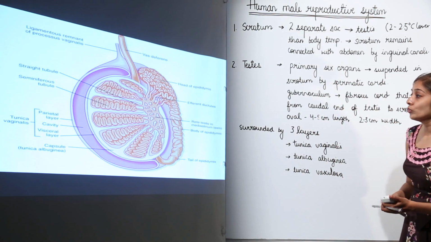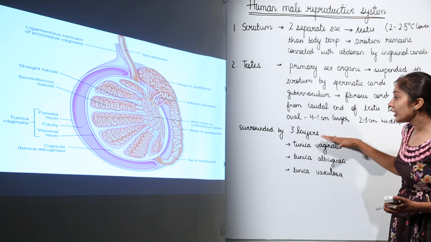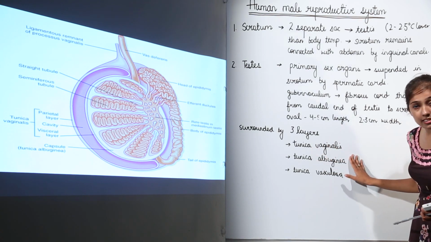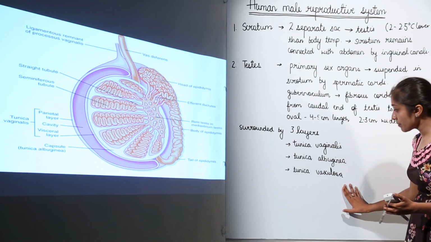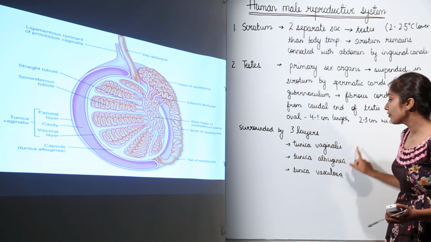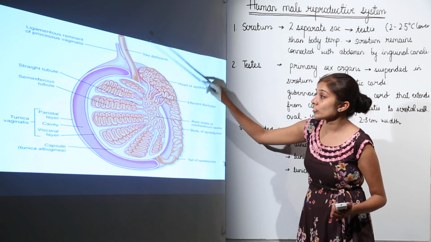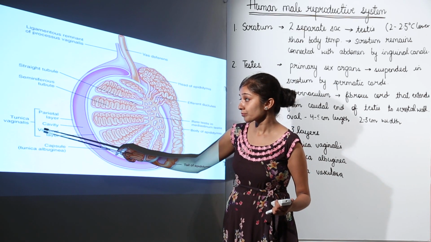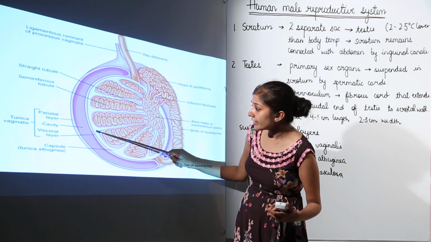Now we move on to this section of testes. Here I'll begin with the three layers that surround the testes. The three layers are namely Tunica Vaginalis, Tunica Albuginea and Tunica Vasculosa. The names may sound hard to learn, but they are very simple. First layer we have Tunica Vaginalis. Just look here. This is the cross section of testis, and this is the first layer that surrounds the testis which we call Tunica Vaginalis. And it is further divided into layers. We have a parietal layer, then we have this cavity, and then we have the visceral layer.